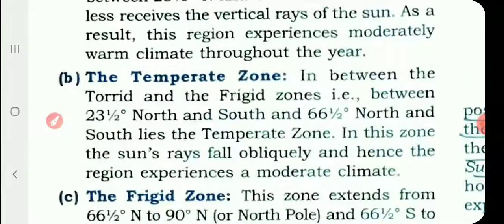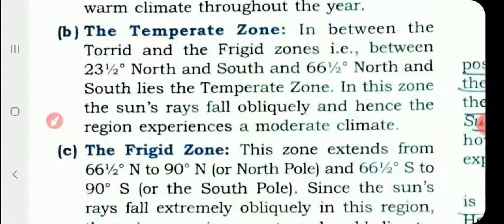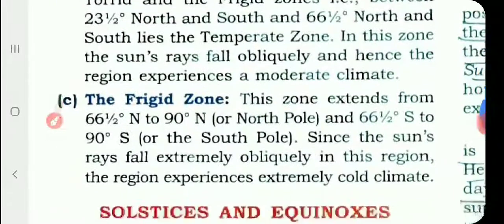Now next comes the temperate zone. The temperate zone extends from 23 and a half north to 66 and a half north, and in the same way 23 and a half south to 66 and a half south. That means between the Tropic of Cancer and the Arctic Circle, and between the Tropic of Capricorn and the Antarctic Circle. Clear now? And what is special to this zone? In this zone, the sun rays fall obliquely, not vertically, and hence the region experiences a moderate climate.